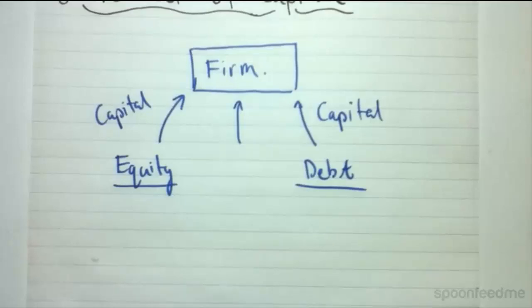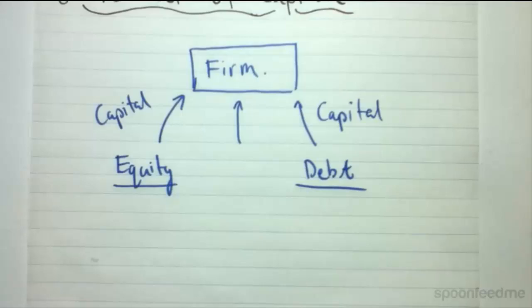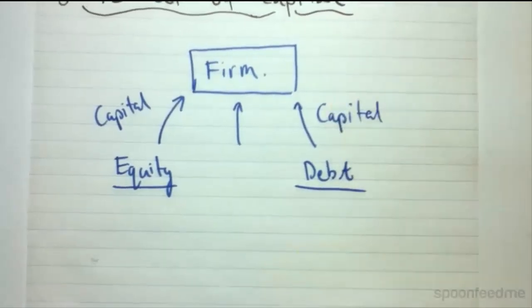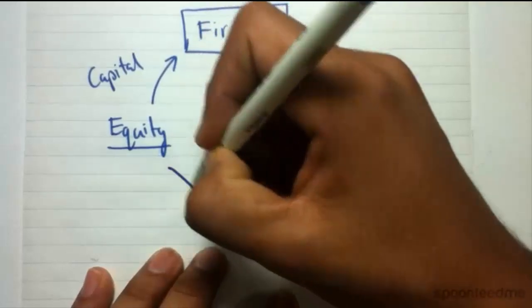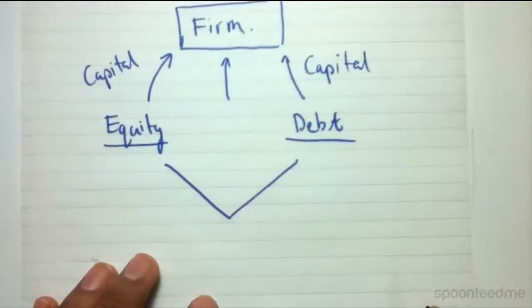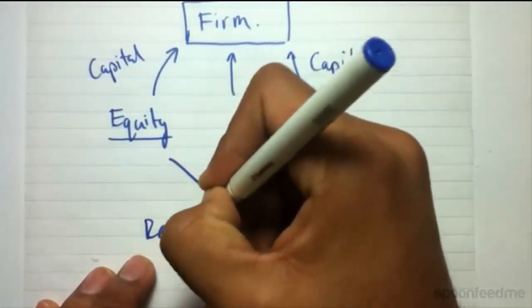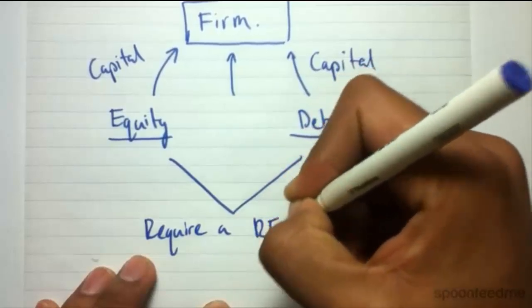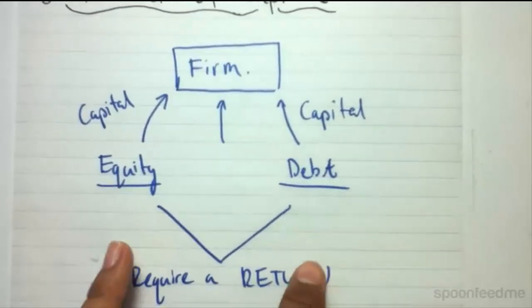So now we know in what form we're going to get the capital, and we know who we're going to get capital from, because we're going to get capital from people who are willing to offer equity, who are willing to offer debt. The next thing we have to realize is that the people who are going to give me capital, what do they want? Well, they require a return, don't they? These people aren't going to give us money for free.